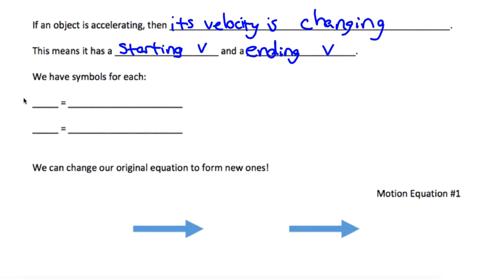So if you have a starting velocity, we're going to call that v with a little i below it, a little subscript i. And you've seen these before with position in the first unit. This means initial. So this would be initial velocity. v with a little f, final velocity.